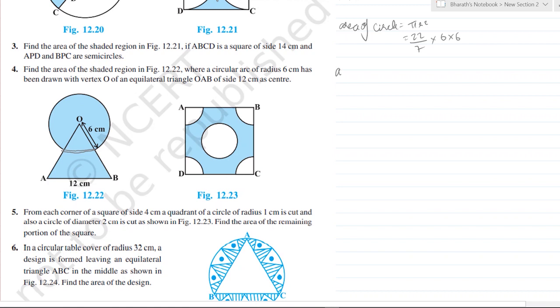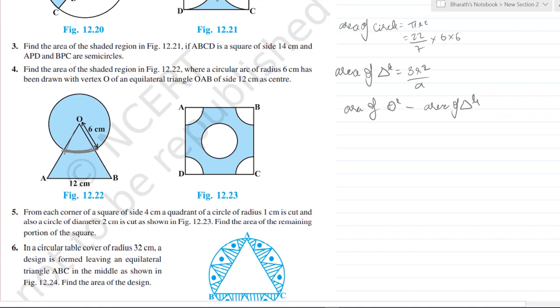Okay, then find the area of triangle. Equilateral triangle. I don't know the formula, 3r square by a or something like that. Find the area of circle. Area of triangle. First, area of circle minus area of triangle, so that you find this area. Fine.